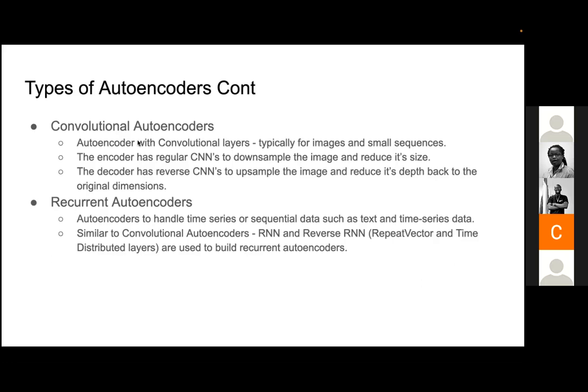So the autoencoder with convolution layers is typically used for images and small sequences. The encoder actually has a regular CNN to downsample the image and reduce its size. That's what CNN does. But the decoder has to do the reverse of CNN and upsample the image and reduce its depth to the original dimension.